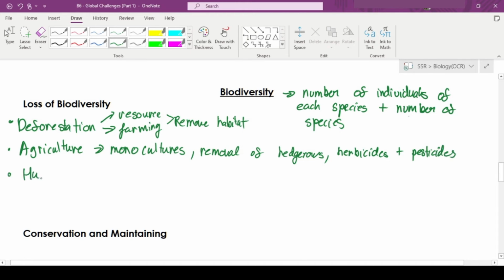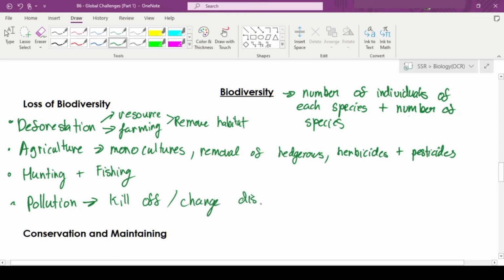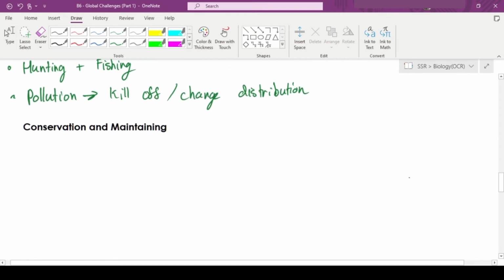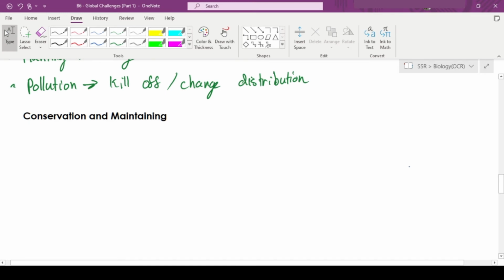And then we've also got the obvious categories of hunting and fishing. If you are removing organisms from the environment, then you are decreasing biodiversity. And lastly, we've got pollution. So pollution can affect in two ways. It can directly kill off organisms, but it can also change the distribution of organisms. So if you kill all the plants in an area, then the animals will move away from that area because they need to move for their food.